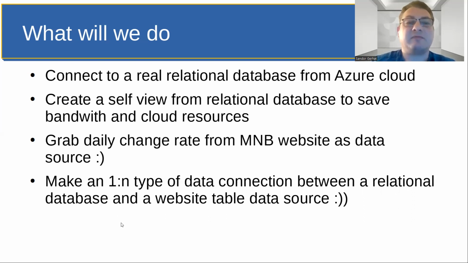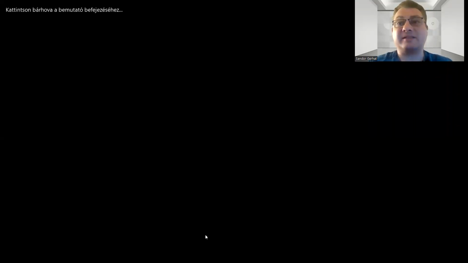And we will make a one-to-many type of data connection between a real relational database and the website table. Yes, we can make it with Power BI. So these two data tables are not inside one relational database. One kind of data comes from a database with more tables, then other data comes from a website, but we can make a one-to-many connection between them. Sounds interesting, huh? Okay, let's move on.